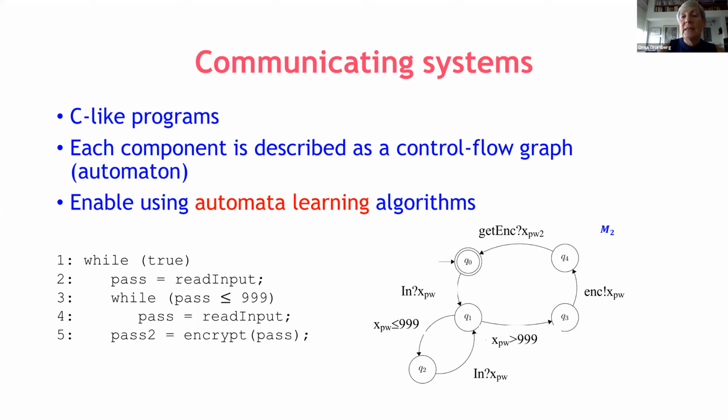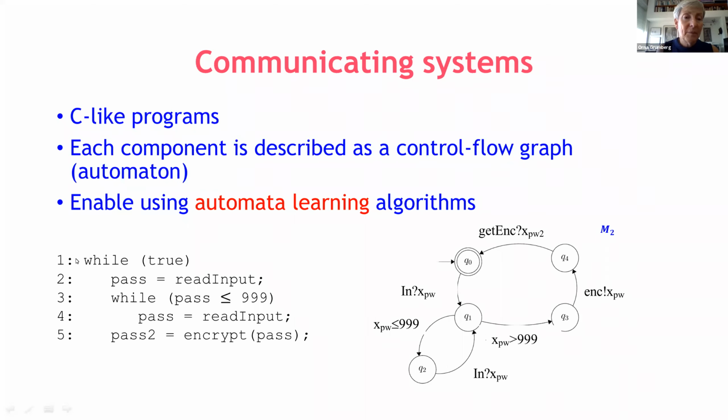Each component is described as a control flow graph. And in fact, we refer to the control flow graph as an automaton because we want to use an automata learning algorithm, L star. The components communicate between each other using read-write over synchronized channels. So let's see an example of how we can describe a program by an automaton.